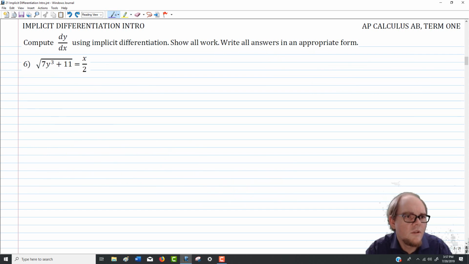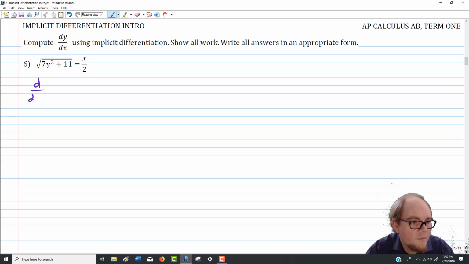Okay, that brings us then to the final question we're going to look at from the first section, and that is question number 6. And question number 6 isn't what I'd call a particularly difficult question. It just involves the chain rule in a really heavy way, and not just the implicit differentiation built-in chain rule way. So our expression up there that we're going to differentiate is the square root.